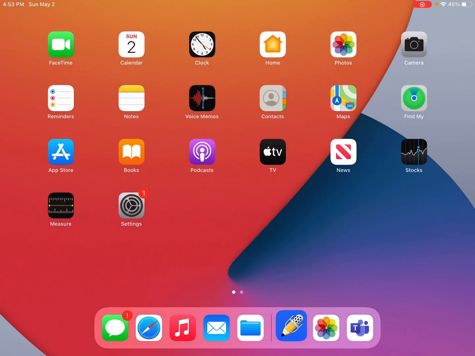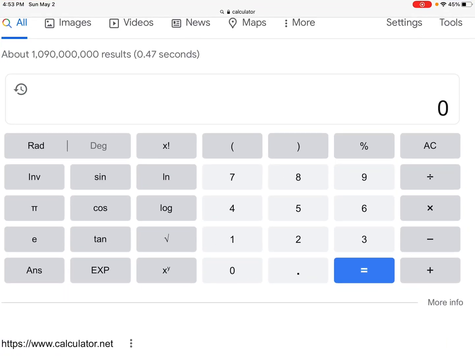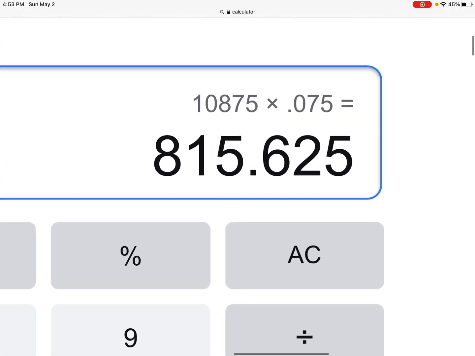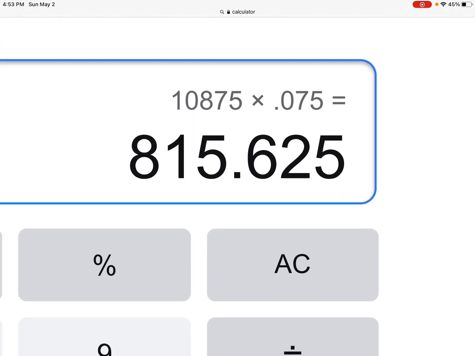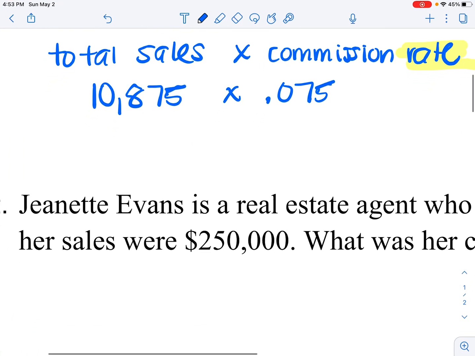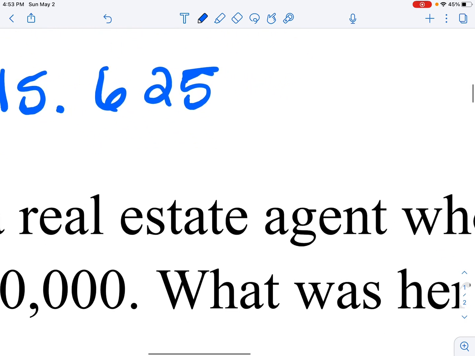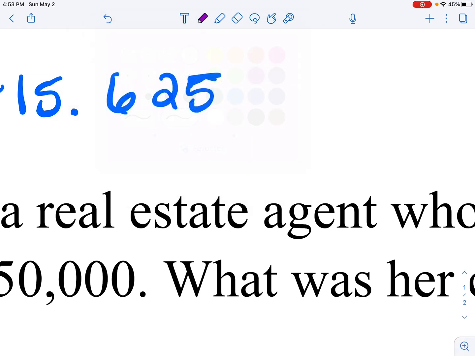Okay, here we go. So we have 10,875 times 0.075, and our final answer, here we have 815.625. We can never have more than 2 numbers after the decimal point, and there are 3, so that means we will have to round this. So let's look at these 3 numbers after the decimal point. We have 6, 2, and 5. Only one of these is in the 100th place. That would be our number 2.